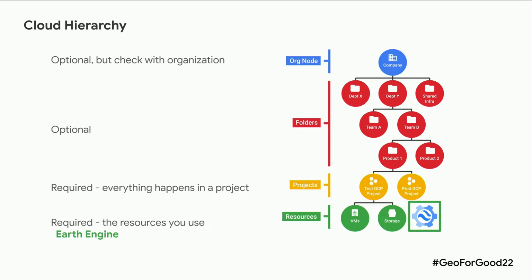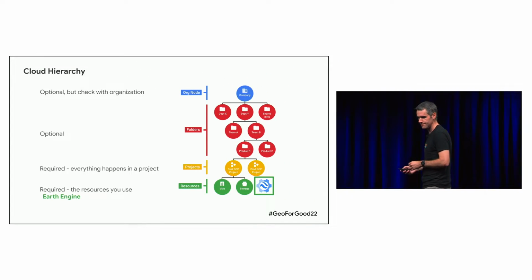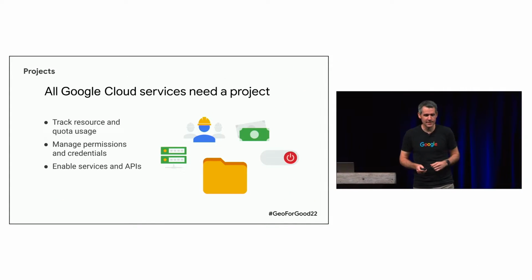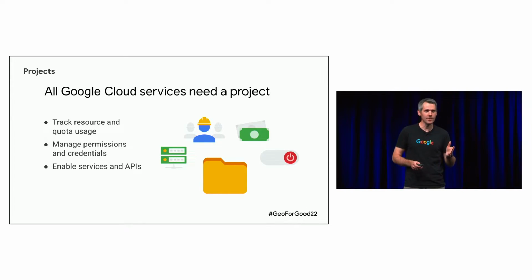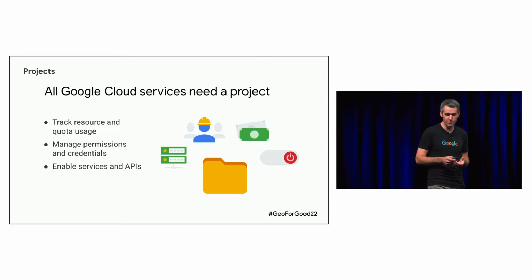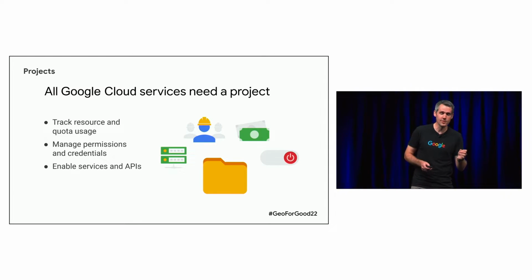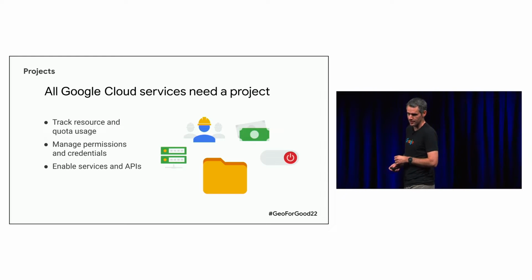Then the next level down is the project. Everything happens in a Google Cloud project. It is absolutely required. And below that, there are the services and the resources: the virtual machines, the Google Cloud Storage bucket, and of course, now there is Earth Engine. I already said this, everything needs a cloud project. You track your usage and your quota in a cloud project. You can manage the permissions, and in particular, you can enable services and APIs for a specific project.